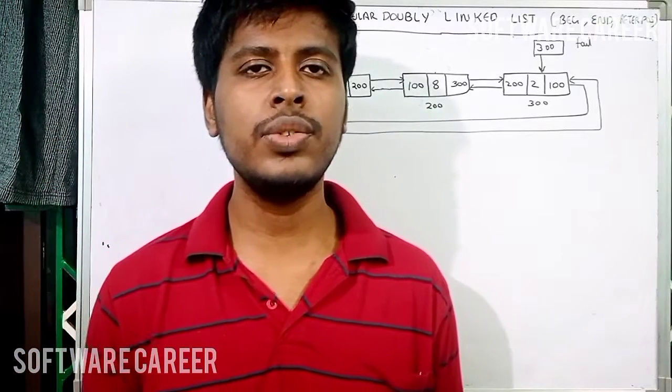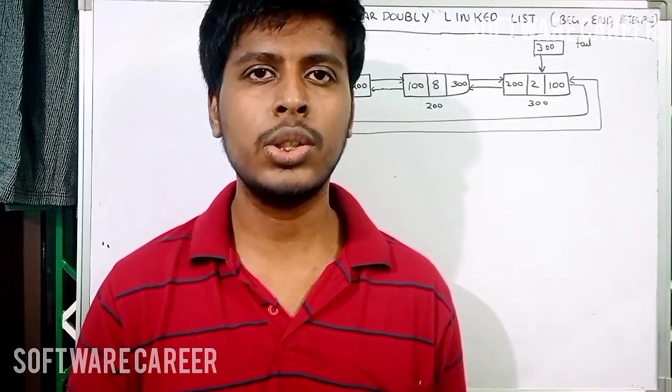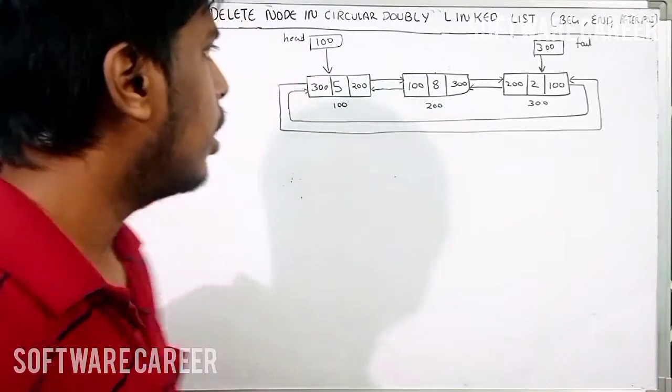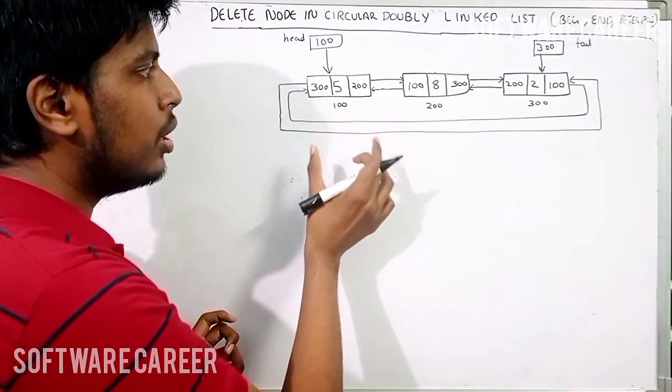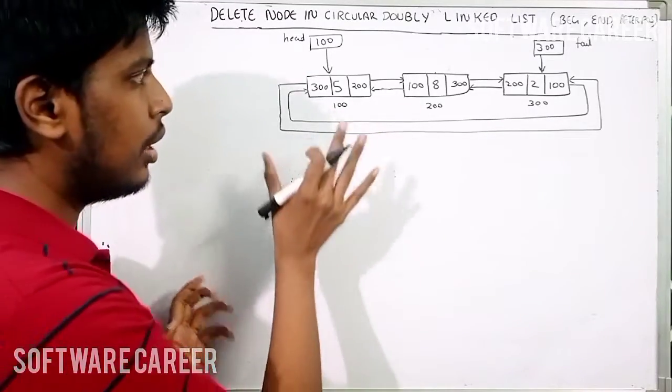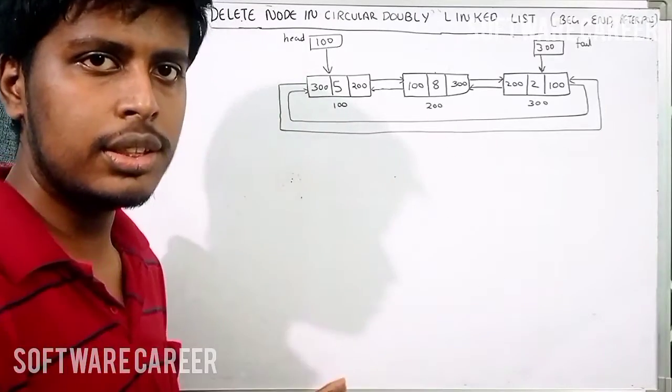Hello everyone, in this video I am going to teach you how to delete a node from the doubly linked list, which is also a circular linked list. See, now this is the doubly linked list. Now first I will teach you how to delete the node from the beginning of the linked list, that is the first node. So see here, first let's see the case when the linked list is empty.